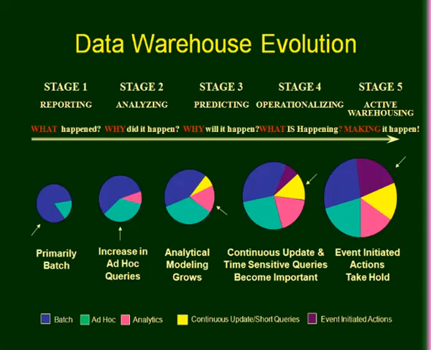So this way the data warehouse has evolved. In each stage the functioning is also stated here. What happened is related to the reporting stage. Why did it happen? Analyzing stage. What will happen? Predicting stage. What is happening? Operationalizing. Then making it happen: active data warehouse. So this is how the data warehouse evolved over a period of time.